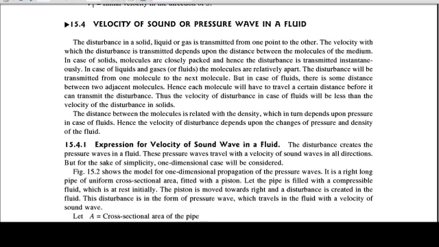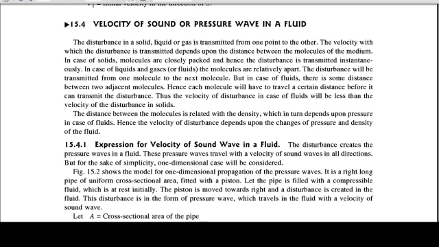If we consider solids, the molecules are closely packed and hence the disturbance is transmitted quickly, or instantly. But if we consider liquids or gases, the molecules are not closely packed. There is some distance between them, so the disturbance will be transmitted from one molecule to the next molecule.